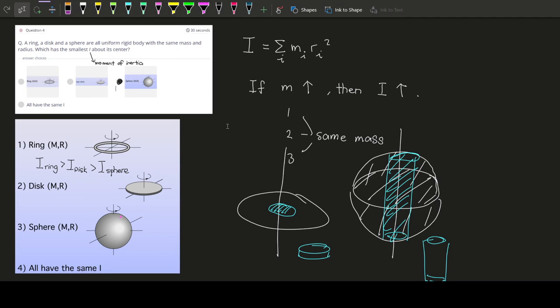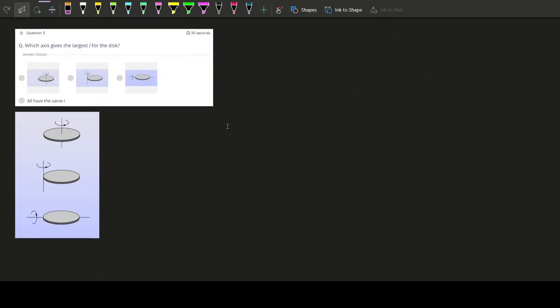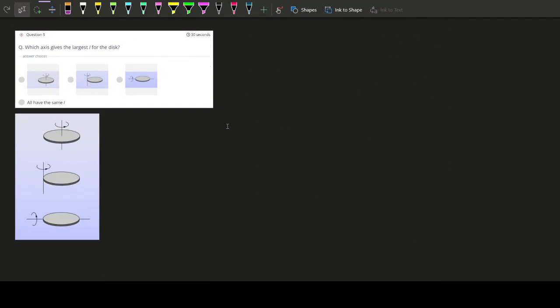Okay, that's all for question 4. Let's move on to the next question. Question 5 asks for which axis gives the largest moment of inertia for the disk. Well, you can think of it simply. You can think of it in a more direct way.